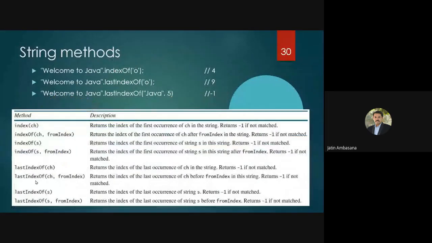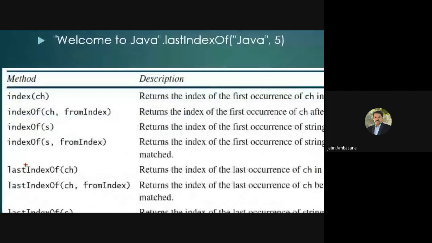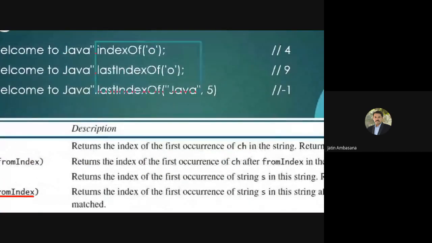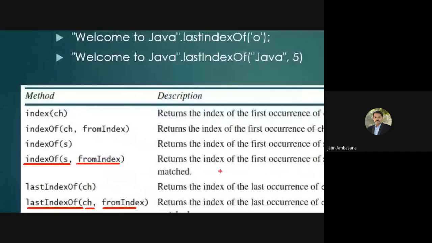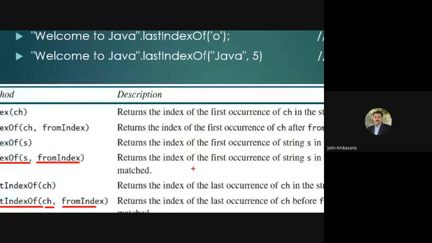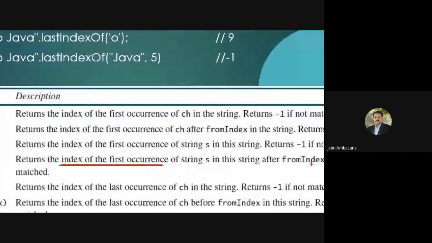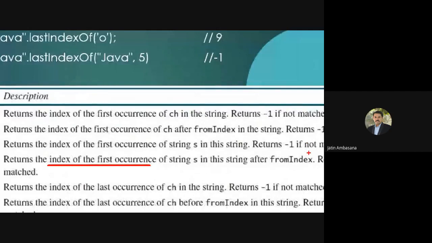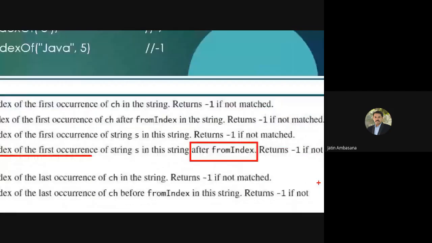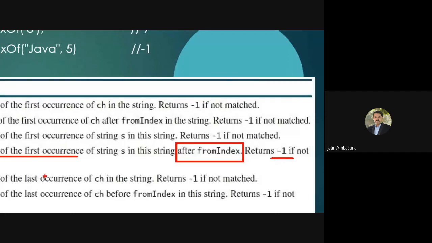These are the kind of methods you should know and you should try to play with them. For example, indexOf s and fromIndex, then lastIndexOf ch and fromIndex, which we have not used over here. You can try it out. You can say indexOf s and fromIndex. That will return the index of the first occurrence of the string s in the string after the fromIndex. Here it is after fromIndex, and it will return -1 if it is not matched.